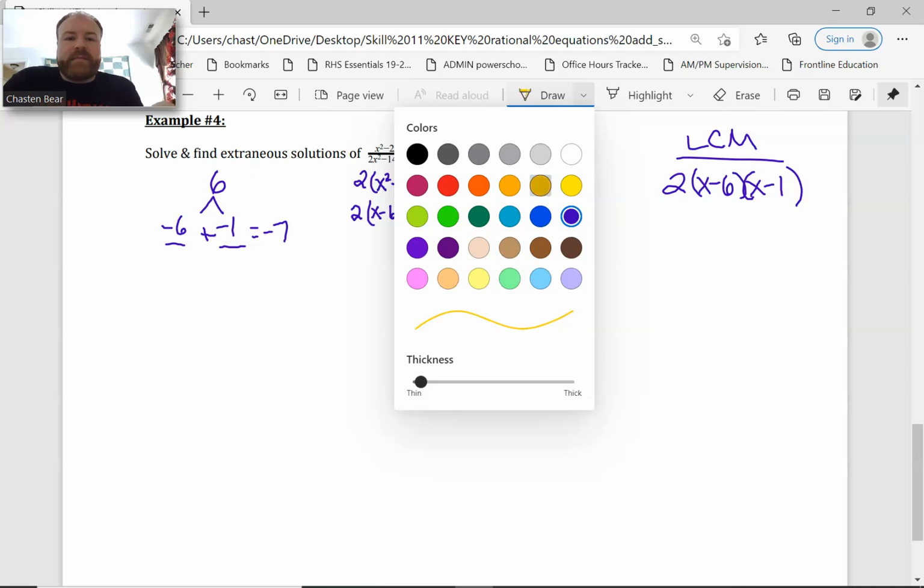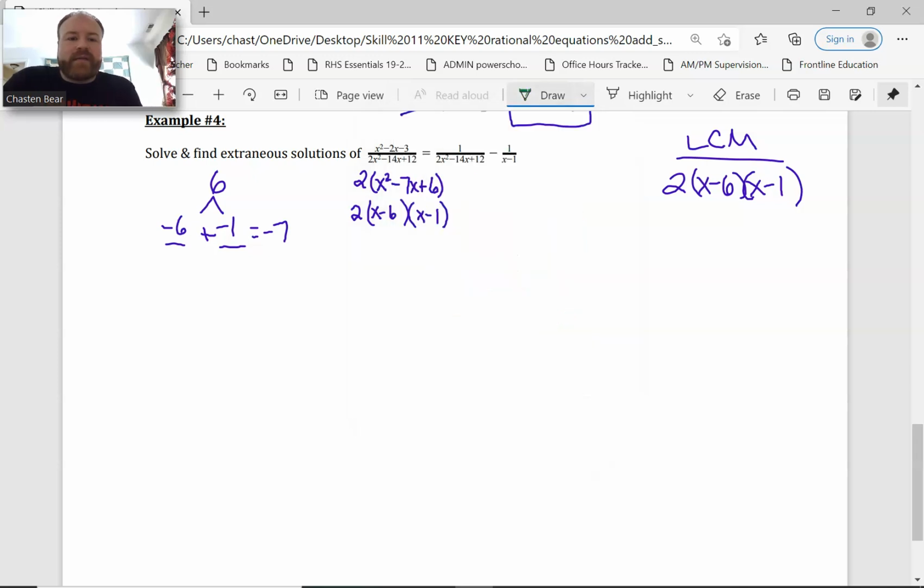So this time we have to be mindful of two possible extraneous solutions. X can equal 6 and x can equal 1. So we want to keep those in mind. Okay? Those aren't answers to this problem, by the way. That's just what we need to keep in mind. The first fraction and the second fraction have the LCM, so I don't need to do anything special there. The third fraction, I'm missing the 2 and the x minus 6.